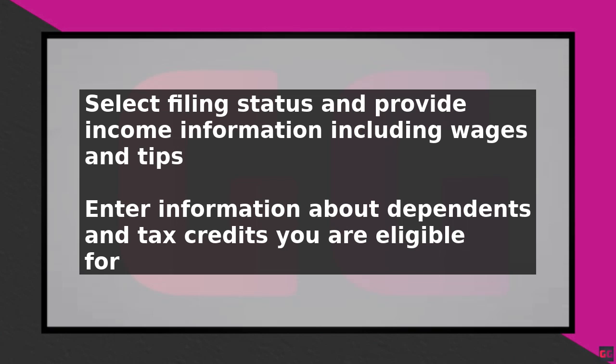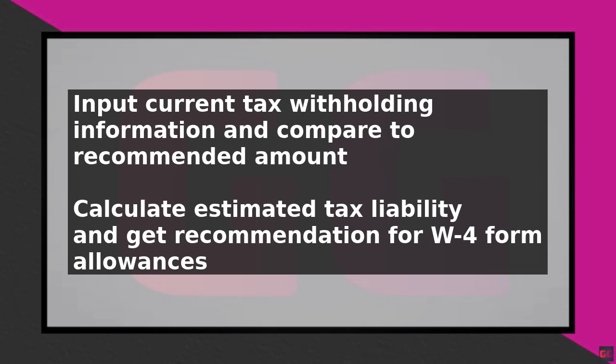The estimator will then ask you to input your current tax withholding information, including the number of allowances you are claiming on your W-4 form. You can use this information to compare your current withholding to the recommended amount. Based on the information you provide, the tax withholding estimator will calculate your estimated tax liability and provide a recommendation for the number of allowances you should claim on your W-4 form. It will also give you the option to adjust your withholding to avoid owing taxes when you file your return.